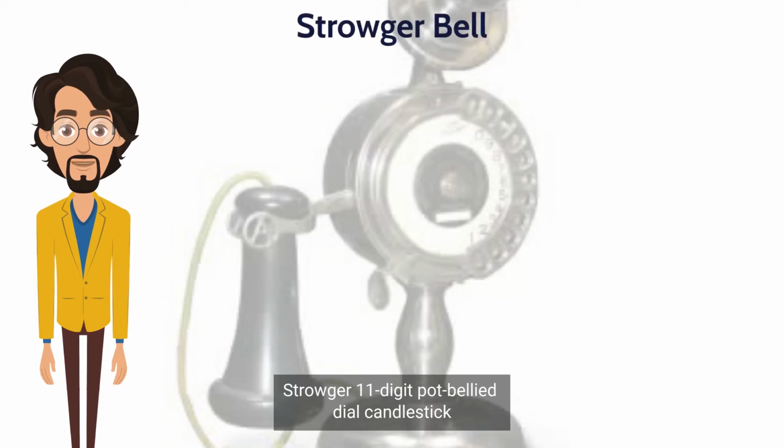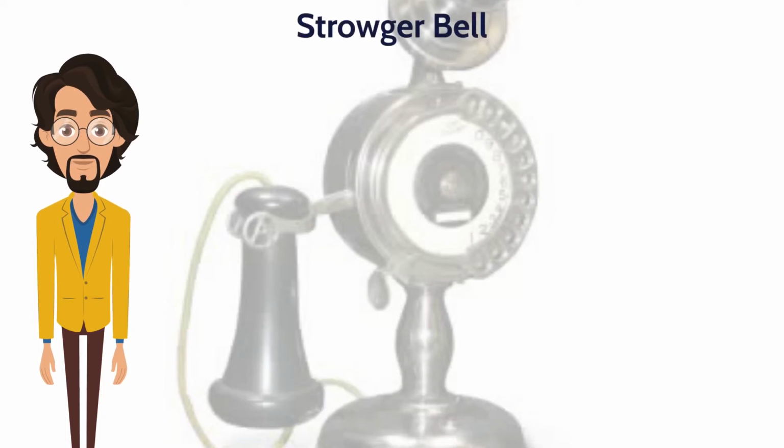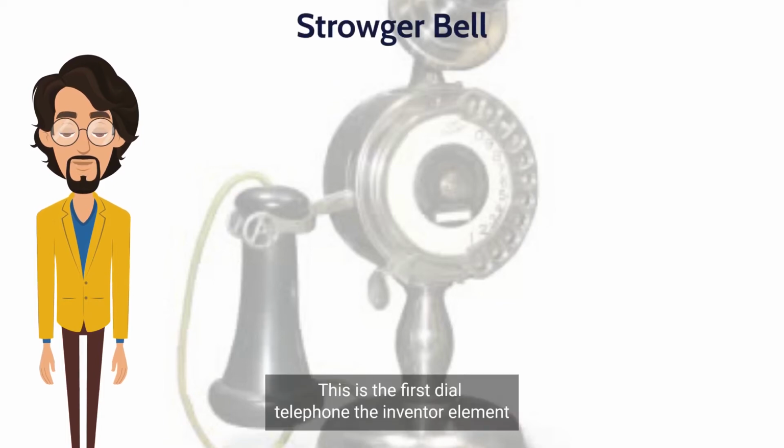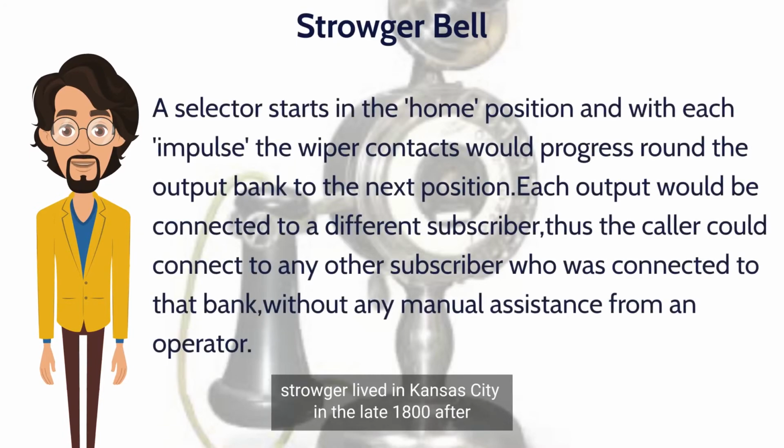Strowger 11-digit potbelly dial candlestick. This is the first dial telephone. The inventor Almon Strowger lived in Kansas City in the late 1800s. After spending years, Strowger developed the first automated telephone switch out of electromagnets and hat pins.